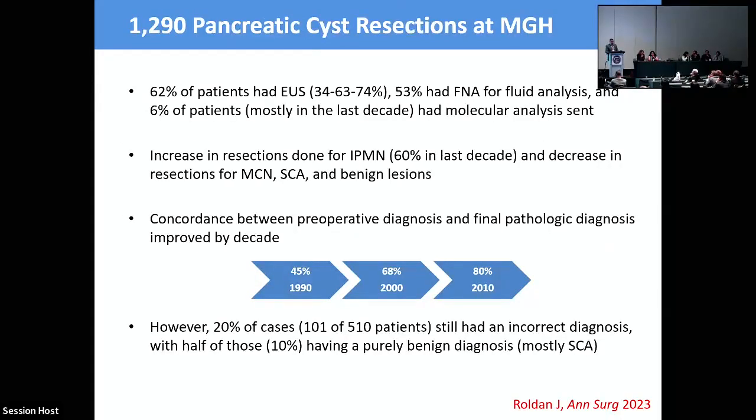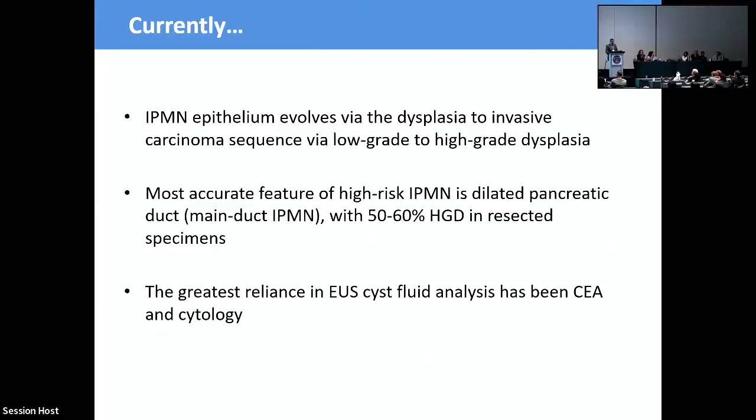Now, in terms of the need for doing better, we know that that is the case, and we do need to do better. We actually looked at this in our institution over a 3-decade period. We looked at 1,290 pancreatic cyst resections at MGH, and this was published recently in Annals of Surgery. What you can see is, the good news at least, is there has been an increase in the concordance between the preoperative diagnosis and the final pathologic diagnosis that actually improved by decade. However, 20% of cases still had an incorrect diagnosis, and 10% actually had a benign diagnosis that was mostly serous cystadenoma. So we definitely do need to do better.